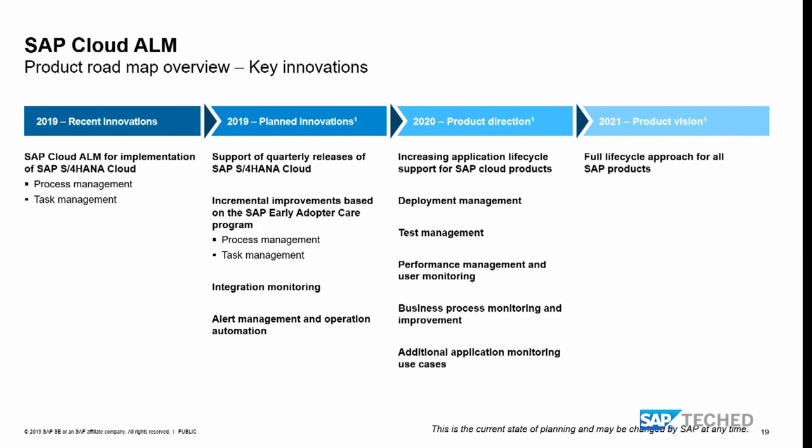And when we take a look at the overall SAP Cloud ALM roadmap, you see here that for now in 2019, we have process management and task management available, and we support quarterly releases of SAP S/4HANA Cloud. And we incrementally improve our product based on the feedback we got, for example, from our early adopter care program, which started this year. And this year we will also start with some integration monitoring use cases, alert management and operation automation use cases.